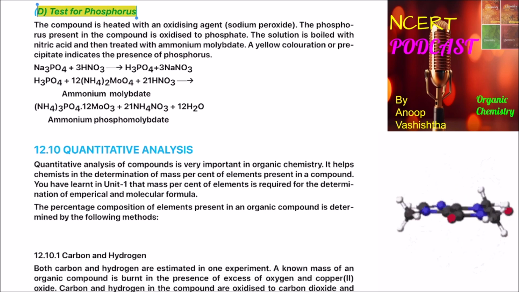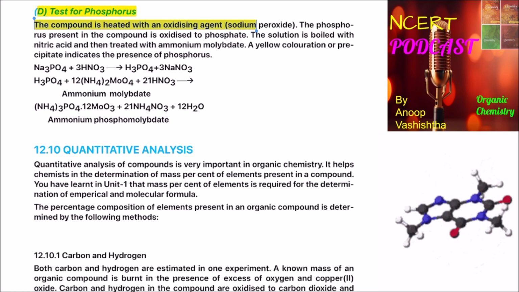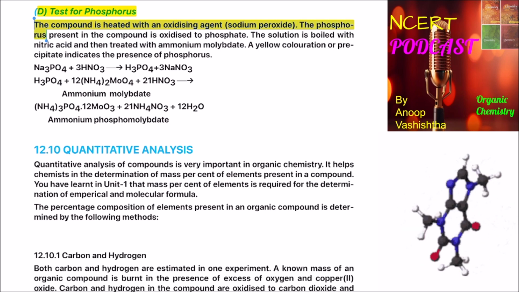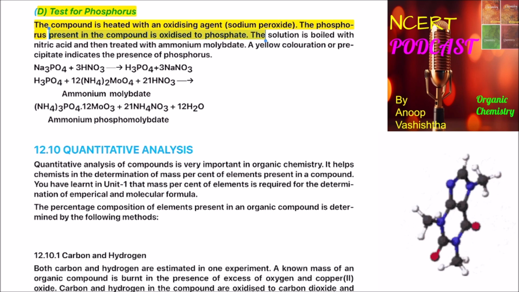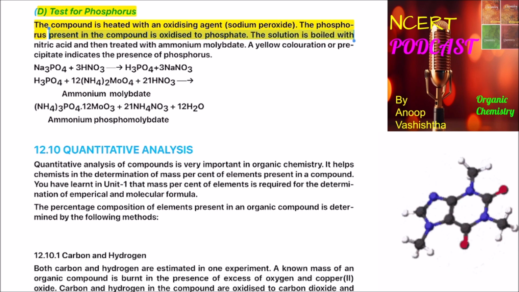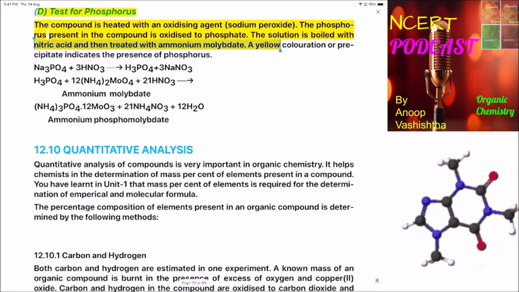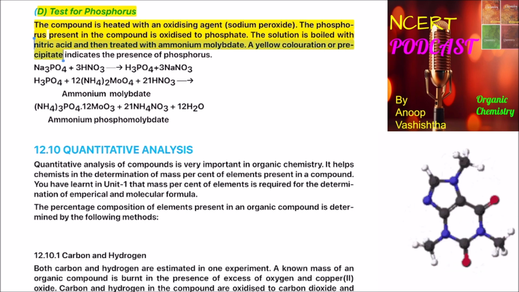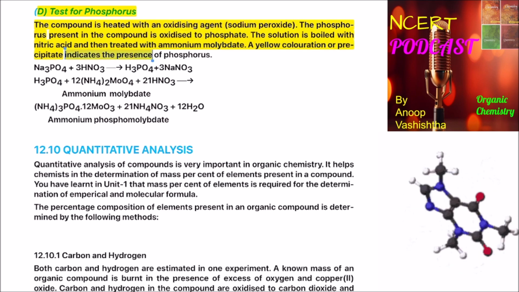D. Test for phosphorus. The compound is heated with an oxidizing agent, sodium peroxide. The phosphorus present in the compound is oxidized to phosphate. The solution is boiled with nitric acid and then treated with ammonium molybdate. A yellow coloration or precipitate indicates the presence of phosphorus.